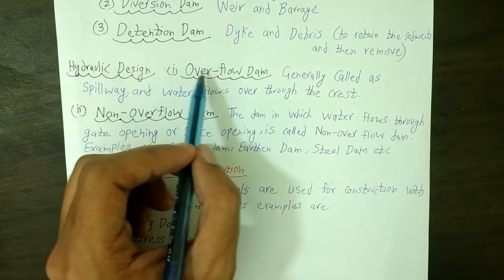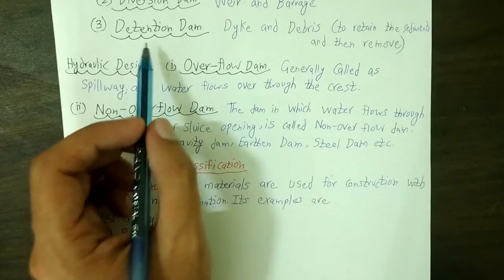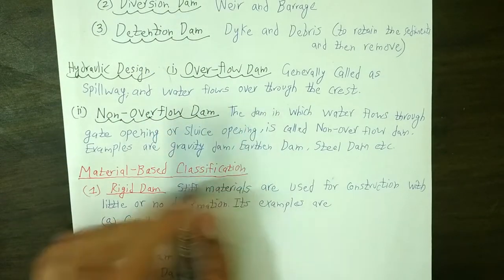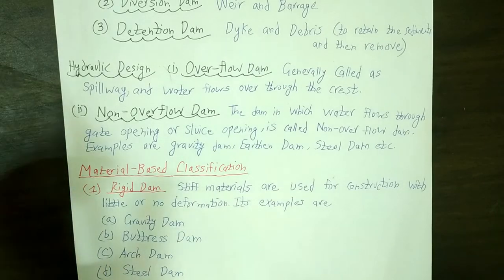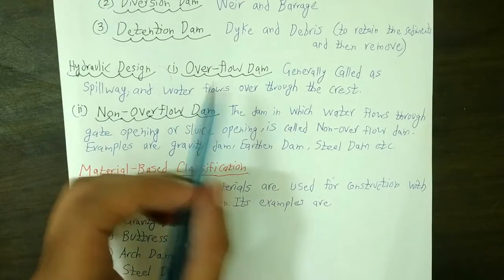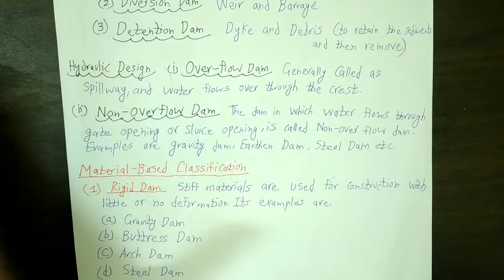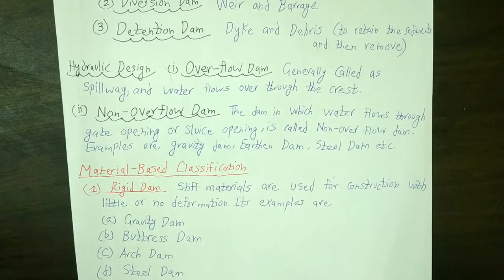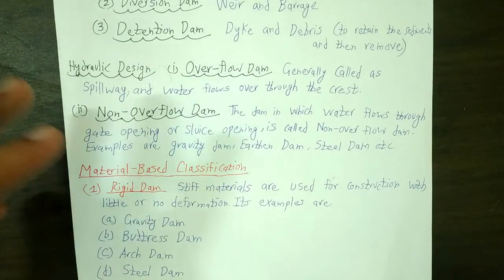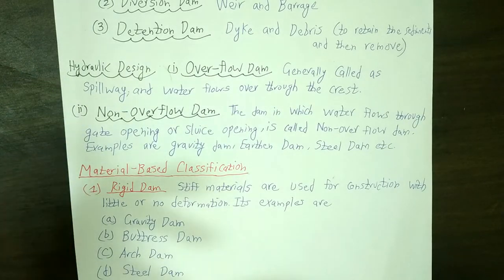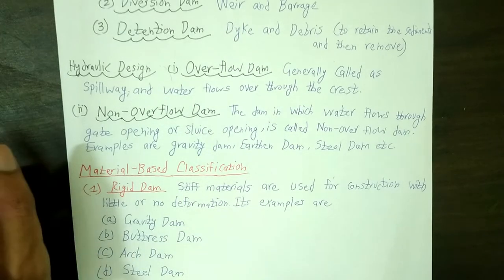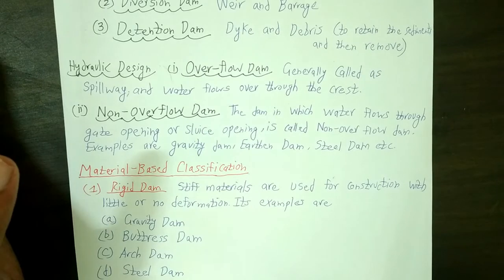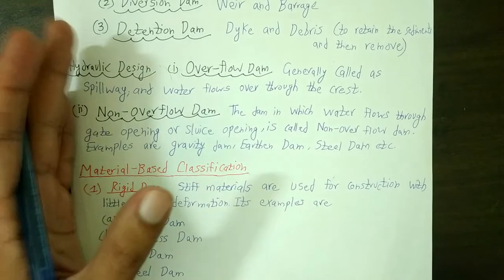Here is hydraulic design classification: overflow dam and non-overflow dam. Generally the overflow dam is also called a spillway, and its distinction is that the water flows over the crest. As the name indicates, in the overflow dam the water flows above the crest of the dam. This is the construction or engineering design used in the dam, so it is classified on the basis of the engineering design of the dam.